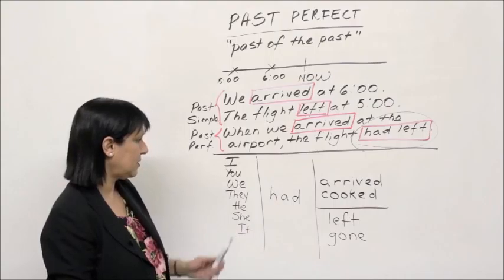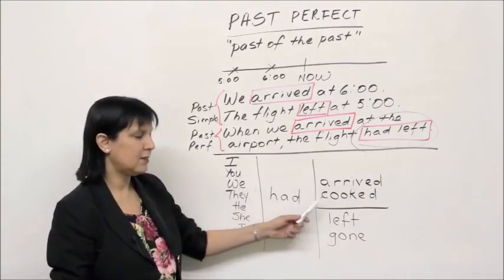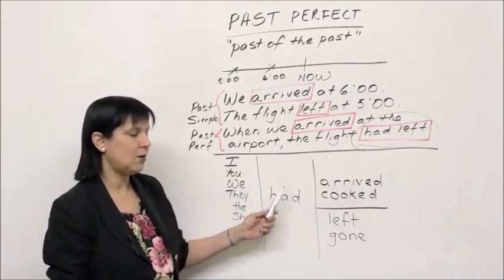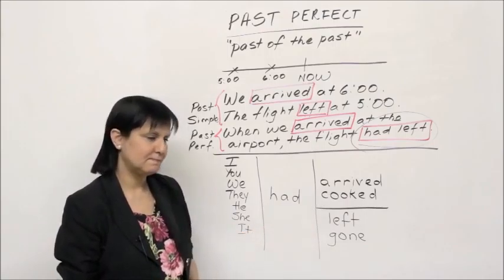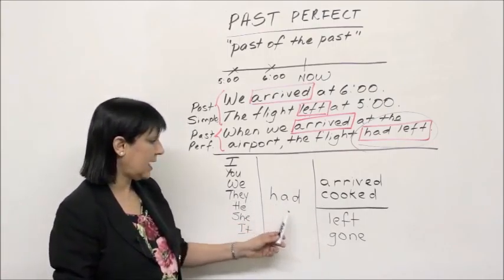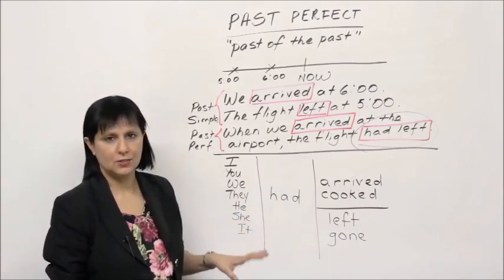So for example, we could say, I had arrived. You had cooked dinner. When I arrived, you had already cooked dinner. Okay? Or they had left. They had gone. All right? That's how you would physically construct it.